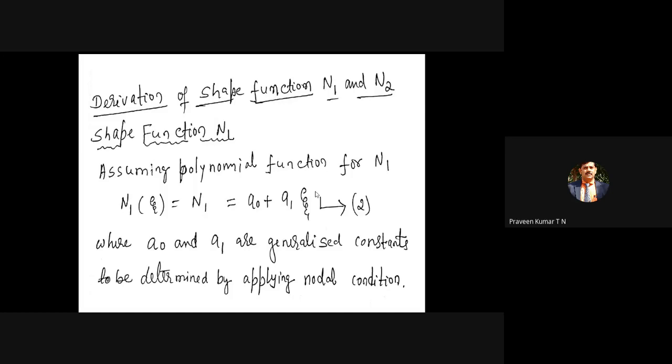But we are assuming that the temperature within the wall of the furnace or the wall of your internal combustion engine varies linearly. Hence, you are going for the linear interpolation function. N1 is equal to a0 plus a1 xi, right? Then it is very simple. Now there are two unknowns, a0 and a1. These two unknowns we can find out by applying nodal conditions. You have to remember, we are not applying boundary conditions, but nodal conditions.